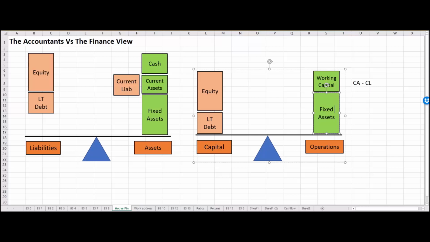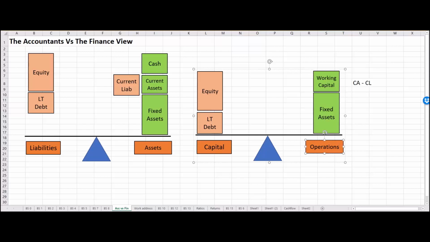On the left hand side, which I've changed the name to capital, equity plus debt, and on the right hand side we have the operations, which is really the assets that work for the business. Subtle adjustment, but a significant change in how we look at the business. No longer are we talking assets and liabilities, which is the language of accountants. We're now going to talk capital and operations.